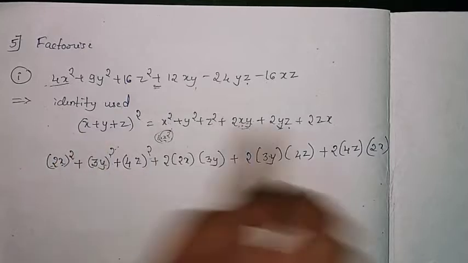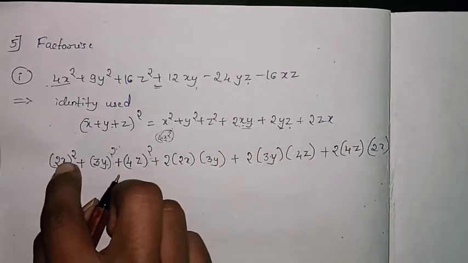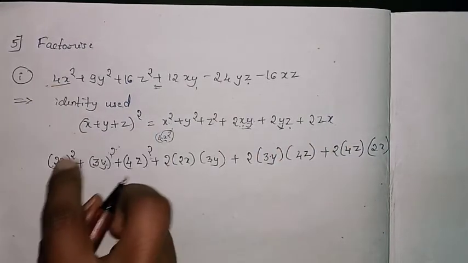Now check whether the equation we wrote is right or not. (2x) whole raised to square: 2 square is 4, x square.